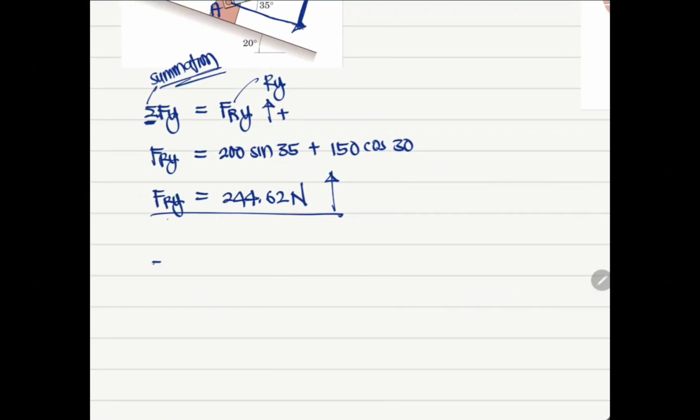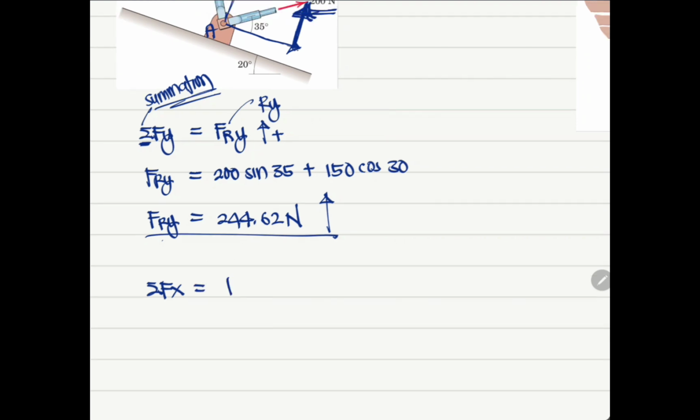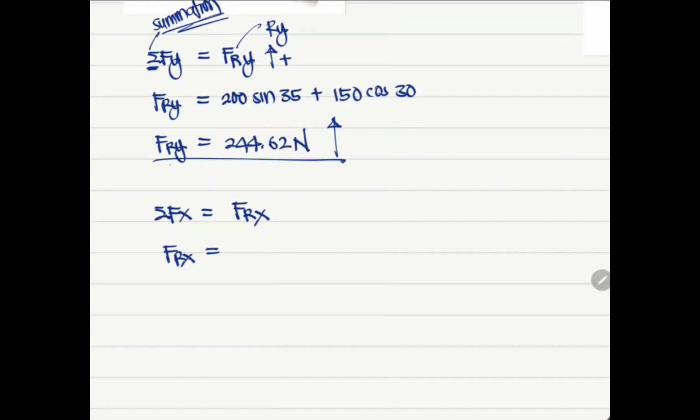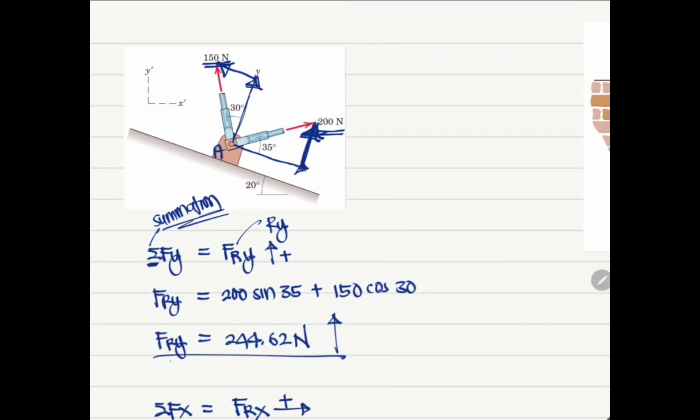Next is we sum up all forces acting along the x-axis, or along the horizontal. It is equal to the horizontal component of the resultant force. So FRx therefore is equal to, let's assume all forces to the right are positive. So looking at the two forces, the component of the 200 newton along the horizontal is to the right, so the value is positive.